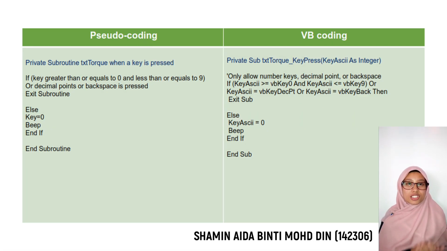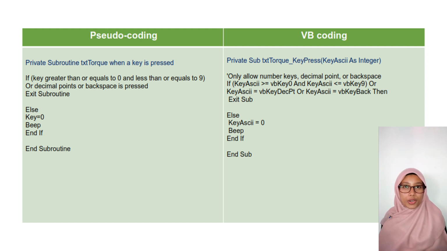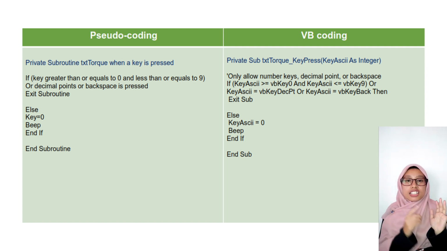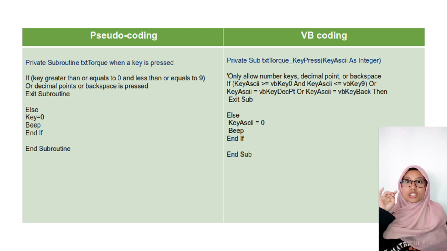In the top section, there's a difference between pseudocoding and VB coding. For example, in pseudocoding, we have to type everything in a full sentence. As shown in the slide, in pseudocoding, if we want to insert any condition, we have to type if, in the bracket, k greater than or equal to 0 and less than or equal to 9. But in VB coding, we must use certain special words such as if, in the bracket, key as key with the symbol greater and equal with vbKey0 and key as key less than equal to vbKey9.